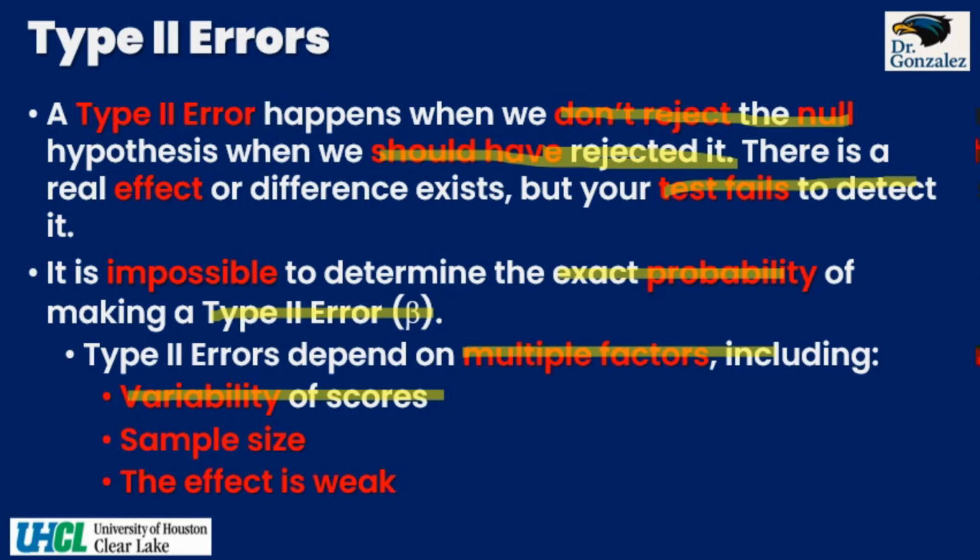Another factor that impacts your type 2 error is your sample size. And then the third one is when your effect is weak. You're trying to detect a difference here, but obviously, if your difference is very small, you run the risk that you might miss it. So as you can see, there are three different things here that determine type 2 error, and the other one mainly just had one.